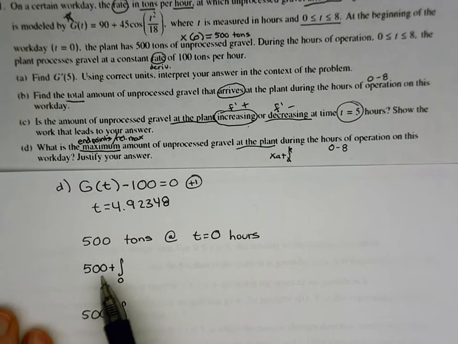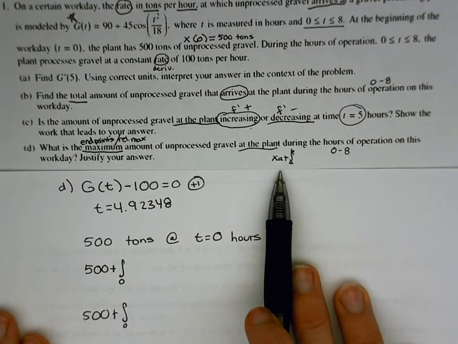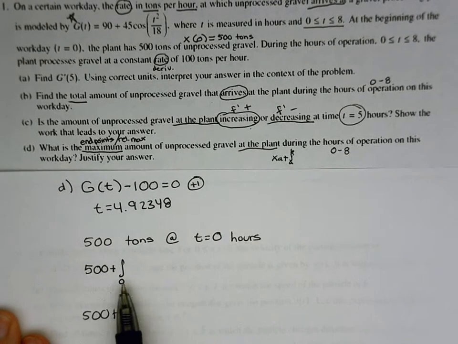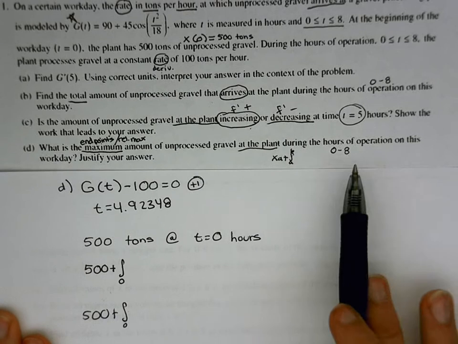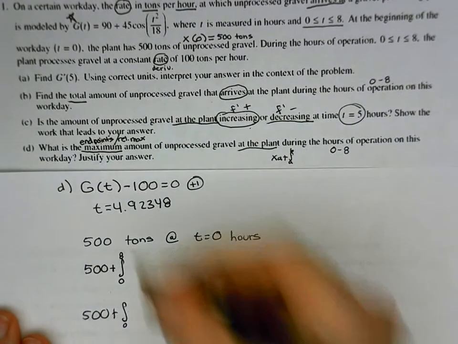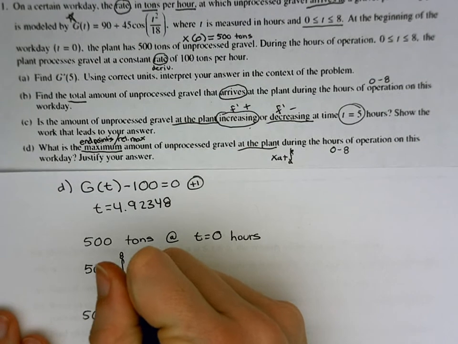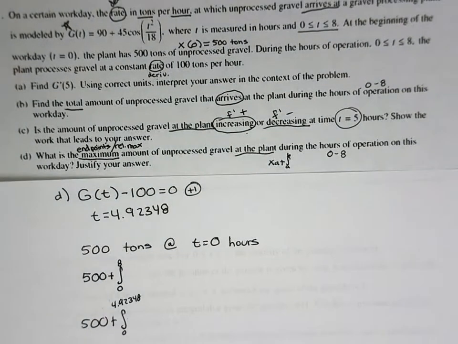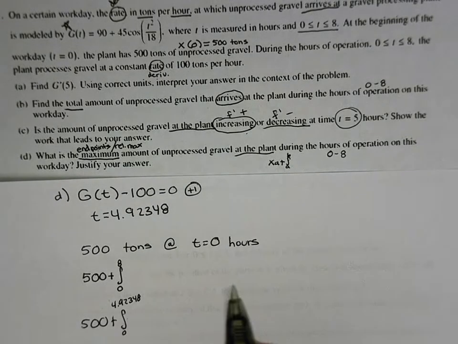And so we set up our desired position formula here. My x sub a, I was given that I had 500 tons, given time, which was 0, and so desired time, I have two desired times, so I have two of these set up here. One of my desired times is going to be 8. The other desired time is going to be this 4.92348. Right? Okay, and then in here we're going to go ahead and put our derivative.